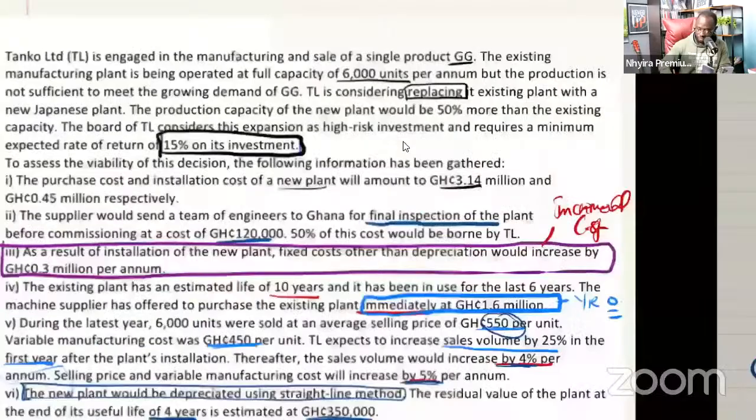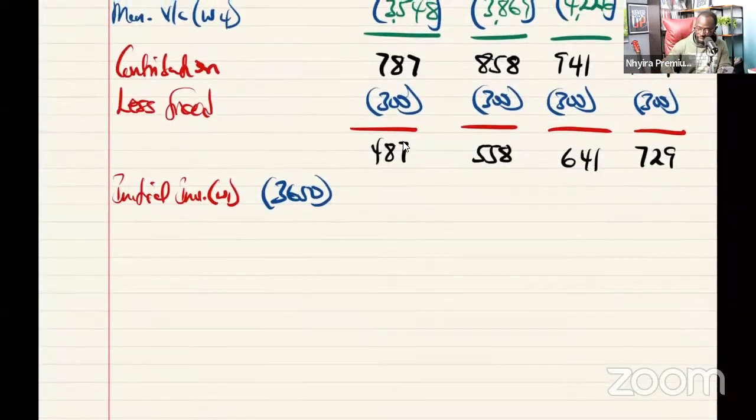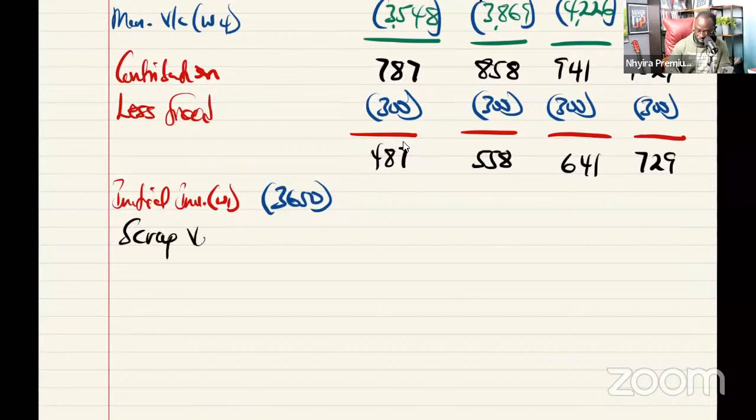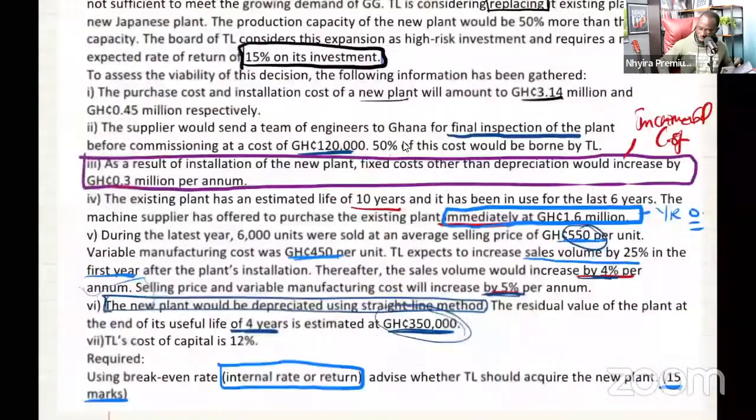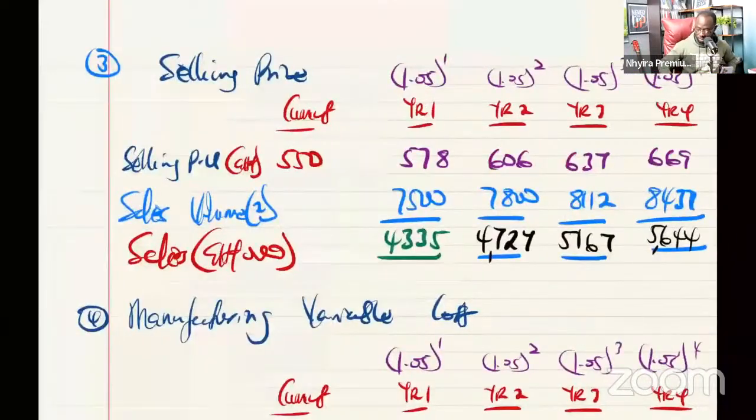Then the next one, remember the asset that we are selling had a scrap value of 350. So we bring it in. That will go to the final year. Again, in this question, there's no working capital, so we're not going to build that into the system. Then the last note was the previous asset, which by virtue of this decision, we have to sell. Hence, we will make some returns from that particular sale. And so the returns from that sale is 1,600. That's going to be building into the system.